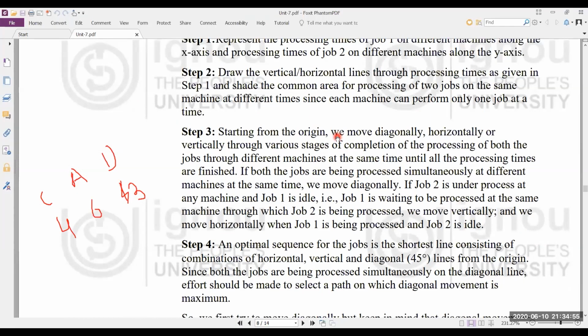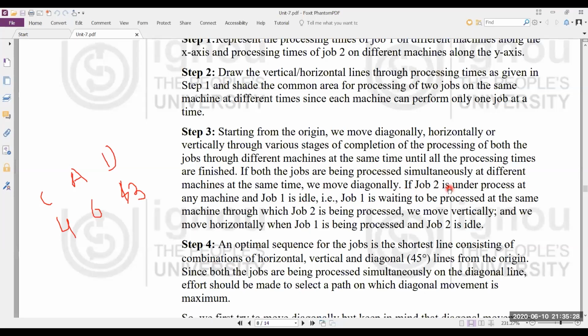It means that we start both the jobs on the different machines. If we move diagonally, it indicates that our two jobs are working on the two machines. If we move horizontally or vertically, it means that both the jobs are not being processed simultaneously at different machines at the same time; we move diagonally.